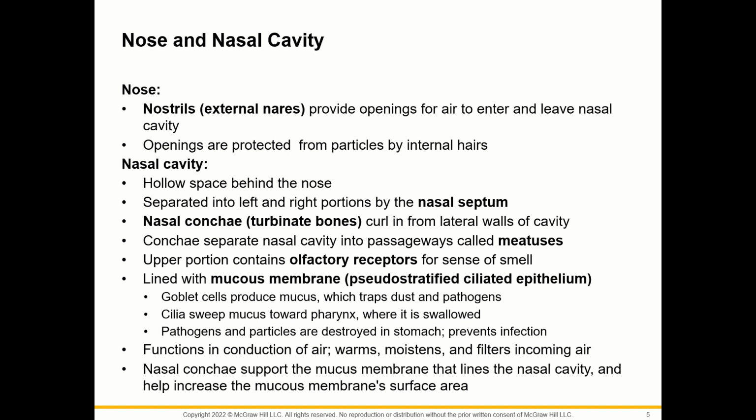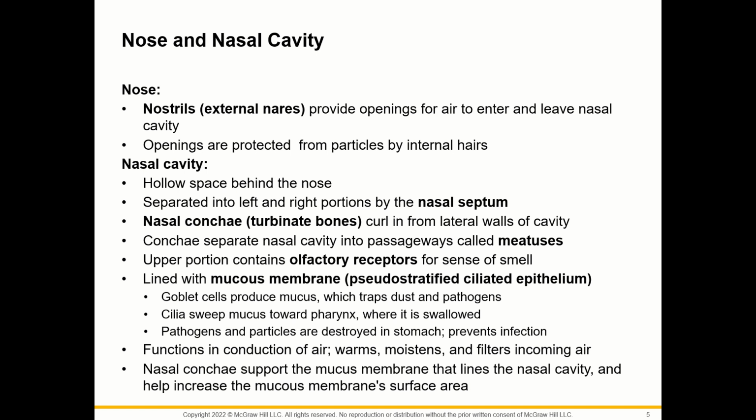Alright, we also have nasal concha. These are called concha because conch is like a snail, and so they're curved like a snail shell. And as you can see, they curl in from the lateral walls of the nasal cavity. Concha separate the nasal cavity into passageways called meatuses. And meatus is an opening. Like you have an auditory meatus for your ears, and you have a urinary meatus for your urinary system.